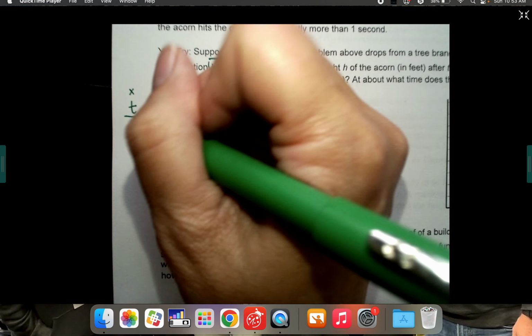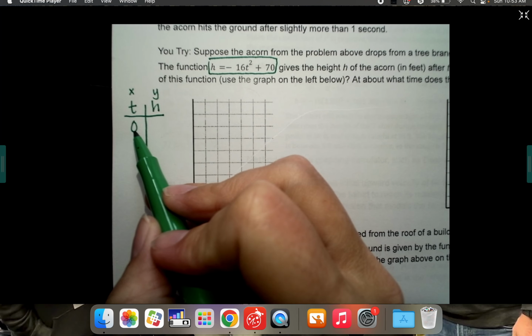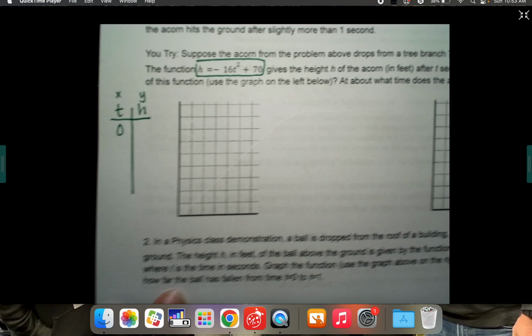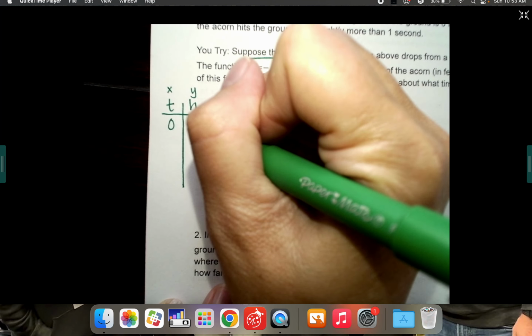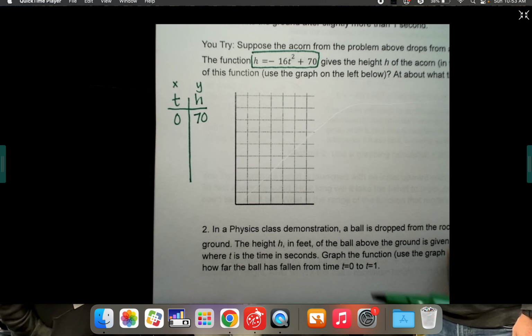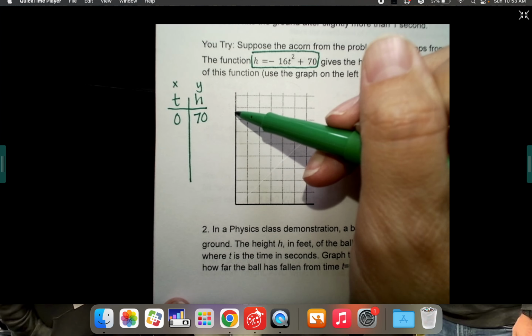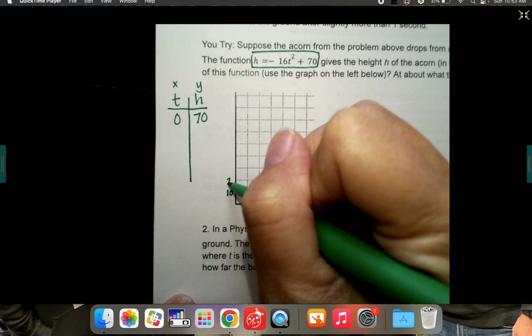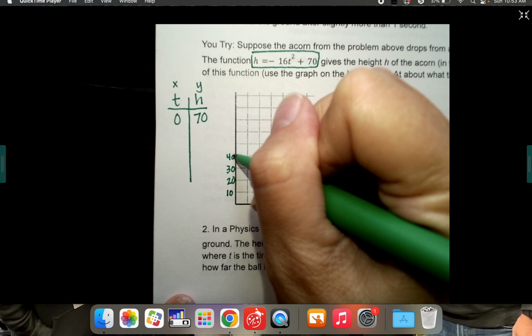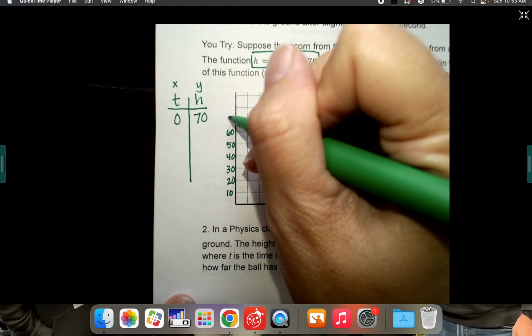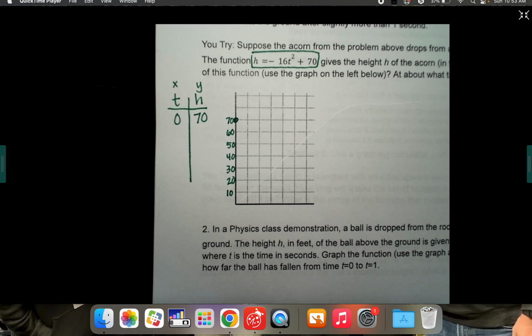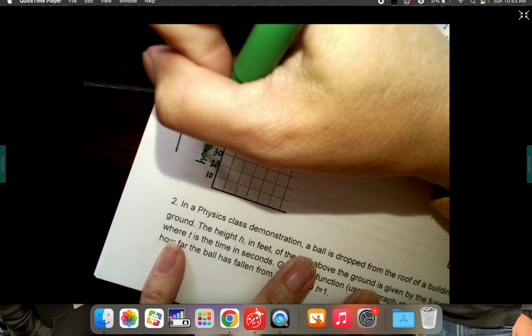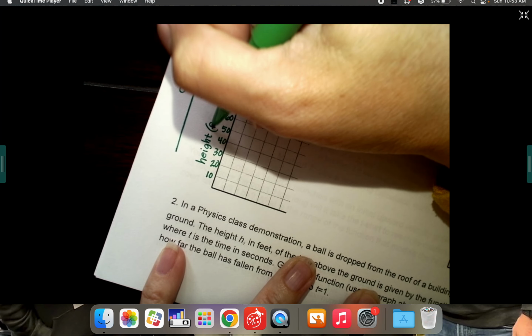Okay, so we're going to start at 0. At 0 seconds, it started at 70 feet above the ground. So at 0 seconds, we know it's 70 feet above the ground. Actually, let's fill out our graph first so that we make sure that we have these labeled. So if the y-axis is the height, and it needs to go up to 70, let's count by tens. So 10, 20, 30, 40, 50, 60, 70, that's where we start. And again, that is the height, so let's label that. And the height is in feet.